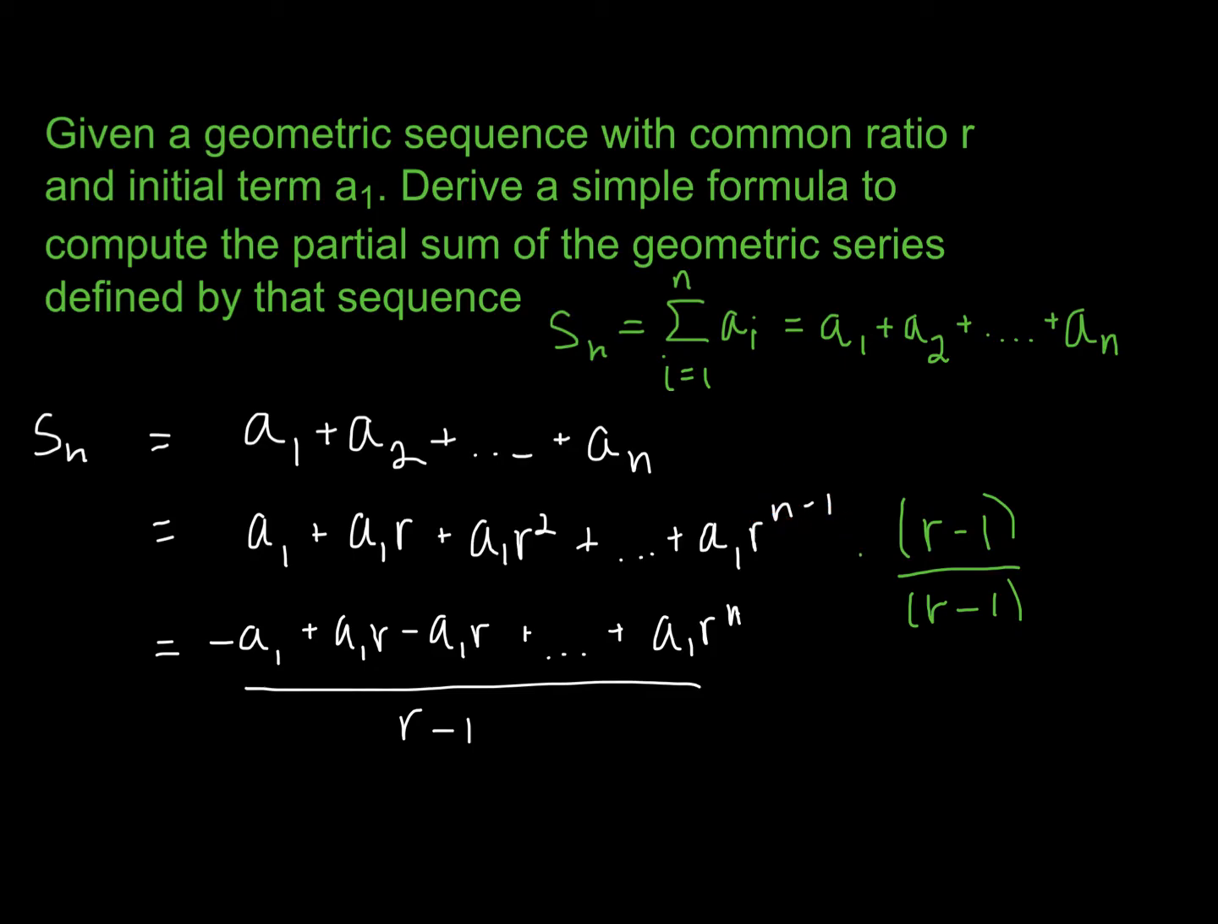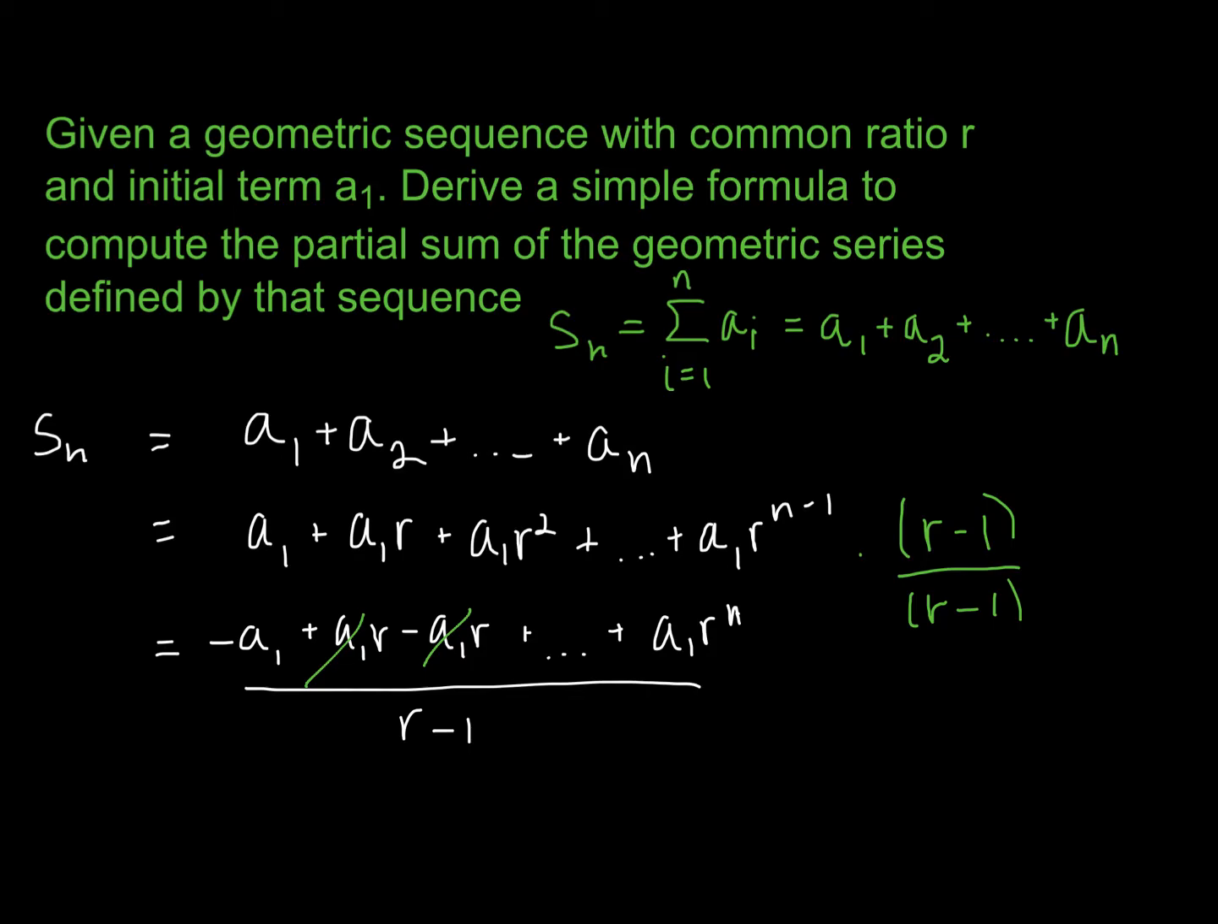And then what I do is I multiply by a form of 1, right? r minus 1 over r minus 1. And on top, the numerator, -1 times a sub 1 is negative a sub 1. Then r times a sub 1 is a sub 1 times r. And then -1 times a sub 1 times r is negative a sub 1 times r. So these cancel.